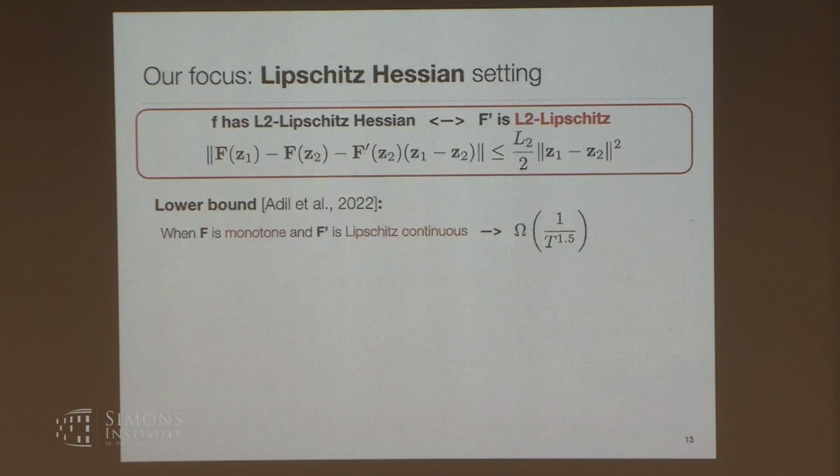Okay, so what happens in the second order case? In the second order, we're not going to assume that the gradient or the operator is well behaved. I'm going to assume its Jacobian, or the Hessian of the min-max problem, is well behaved.